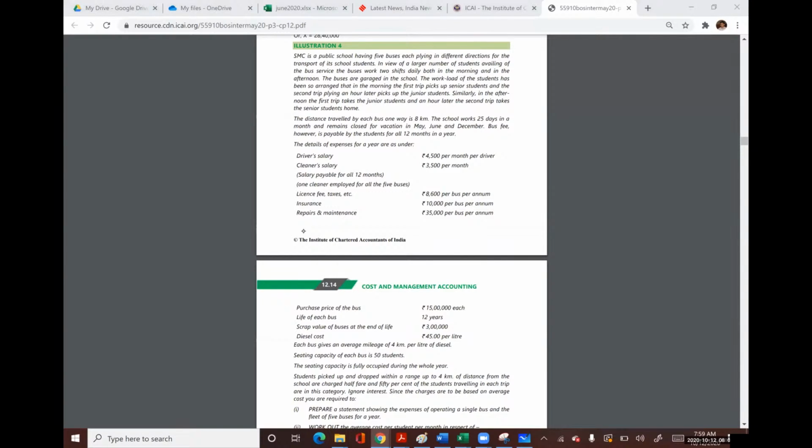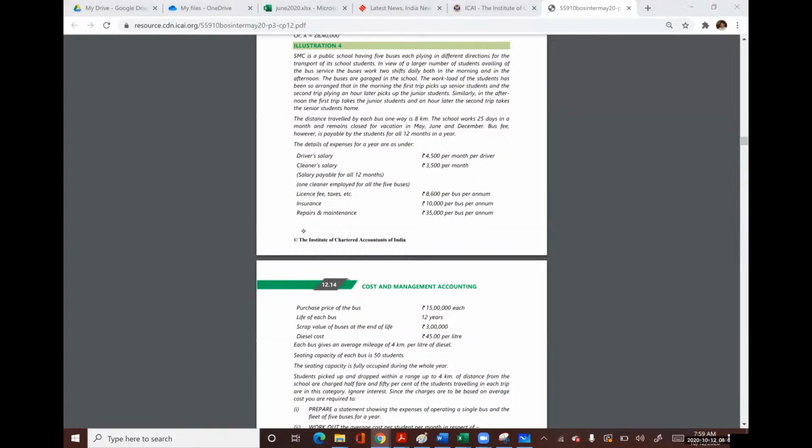So total cost for a bus is 3,78,000, and for five buses it is 18,90,000. What, Nitya?